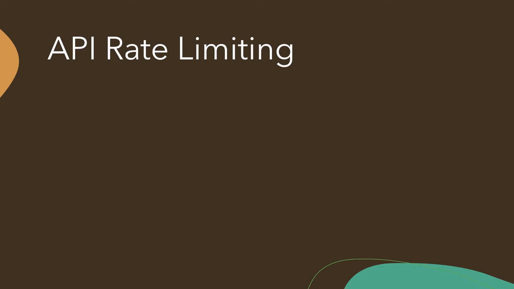What is API rate limiting? What are the problems we face when we don't have a rate limiting feature in our application? Let's see.